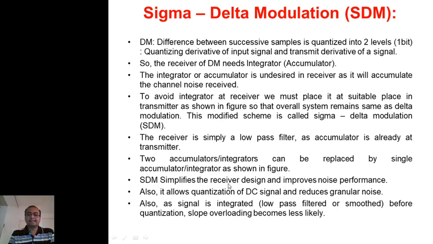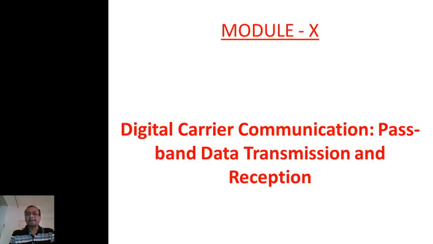As the SDM simplifies the receiver design and improves the noise performance, it also allows the quantization of DC signal and reduces granular noise. Also, as the signal is integrated before the quantization, slope overloading becomes less likely. So all the problems are solved by this SDM, and it is practically used. So this is the sigma delta modulation, and that will end our module 9.